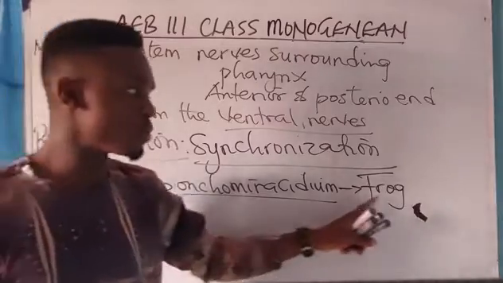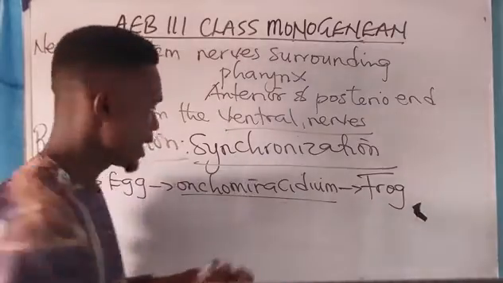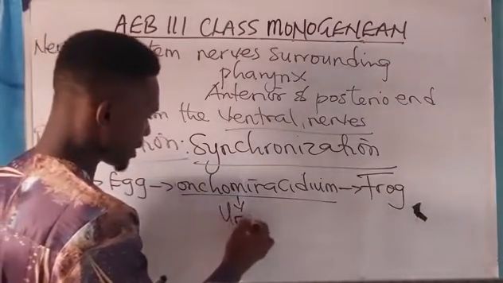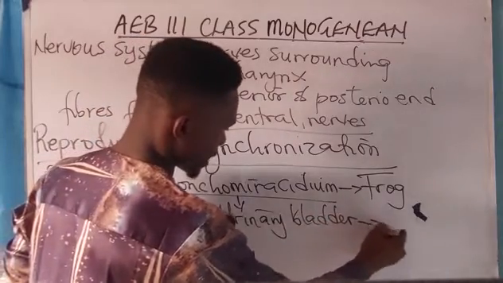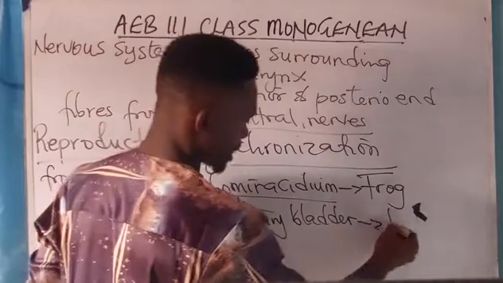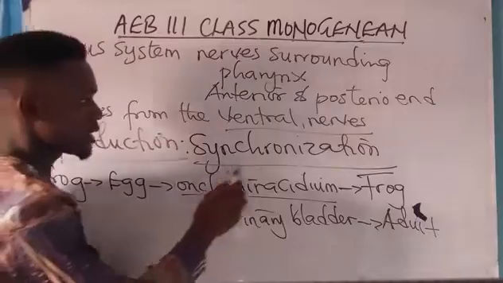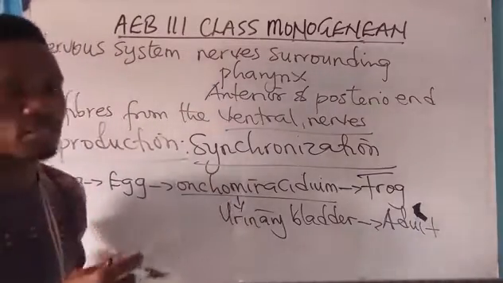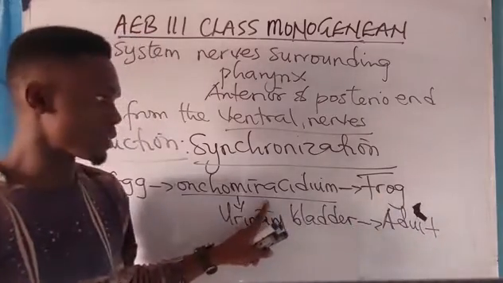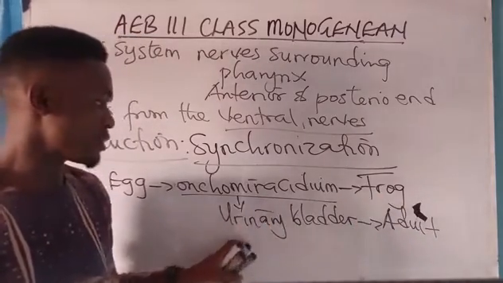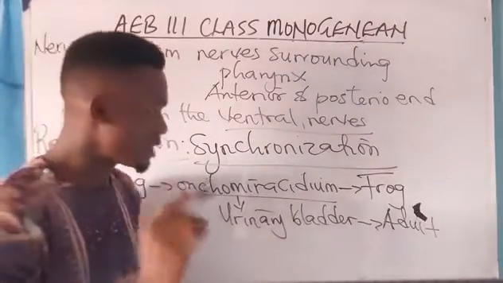But before it grows into a frog, what happens? The Oncomiracidium leaves the gill and migrates to the urinary bladder. In the urinary bladder, it develops into an adult. So before the tadpole metamorphoses into the adult stage, which is the frog, the Oncomiracidium leaves the gill and migrates into the urinary bladder of the organism. Please take note.